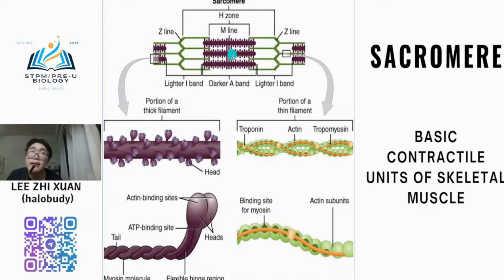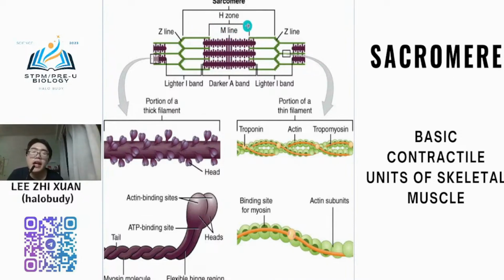And then after that you can see that within the M line we contain the darker A band, right? Darker A band. So what does it mean? The darker A band is the place of interaction between the myosin and actin, which is the interaction between the thick filament and thin filament. Meaning that during skeletal muscle contraction, the thin filament will push toward the M line.